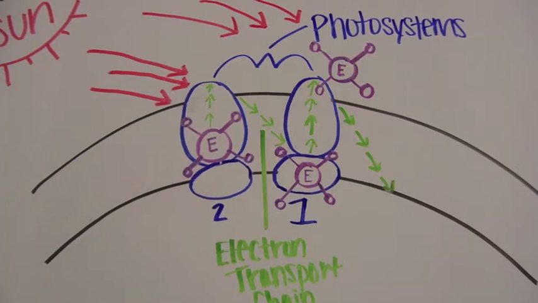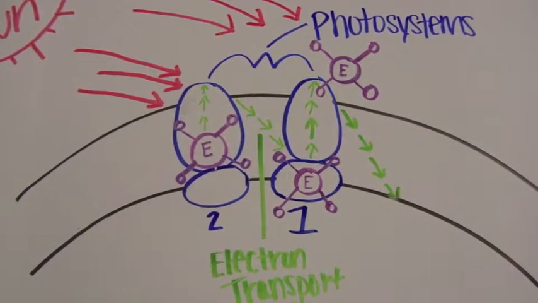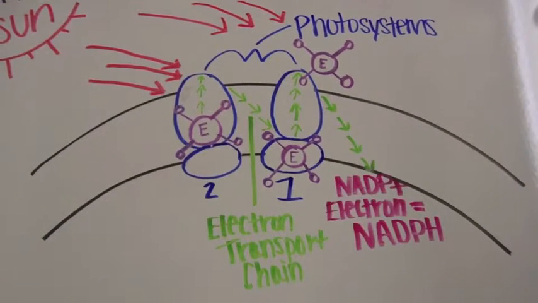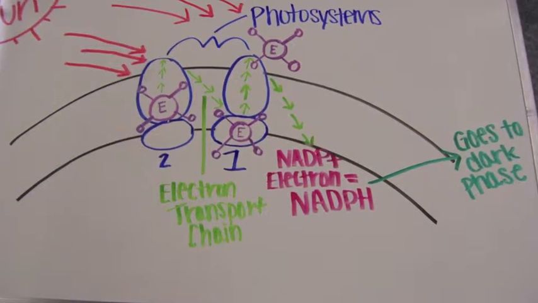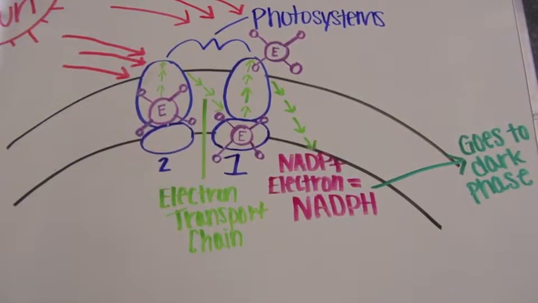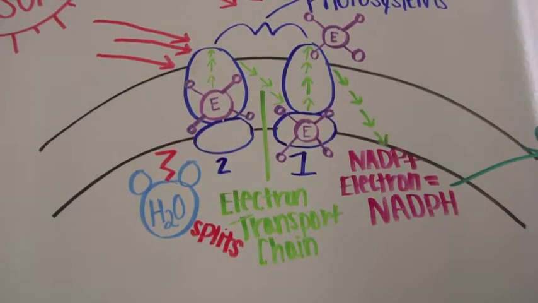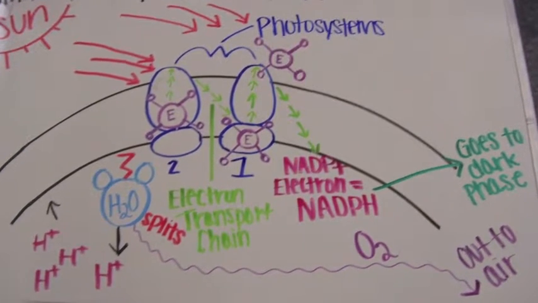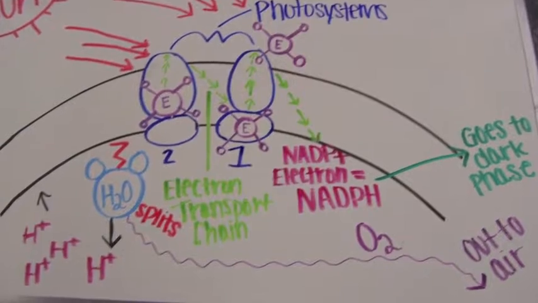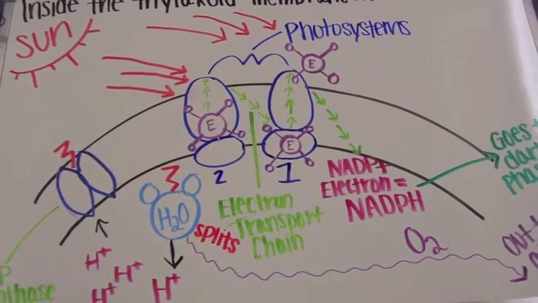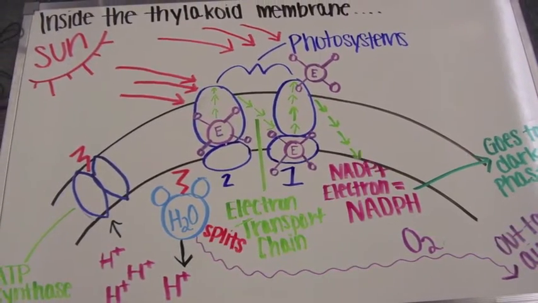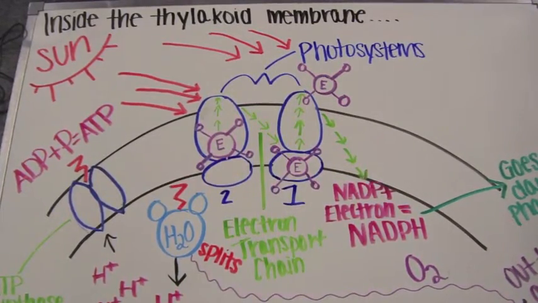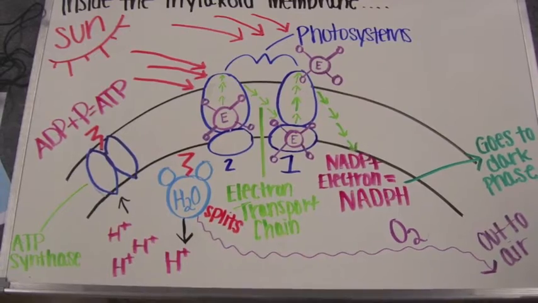E-man goes through the photosystems on the electron transport chain. E-man goes with NADP to create NADPH. NADPH goes to the dark phase. During that, H2O splits where the oxygen goes out to the air. The hydrogen then goes into ATP synthase where ADP gets recharged, making ATP.